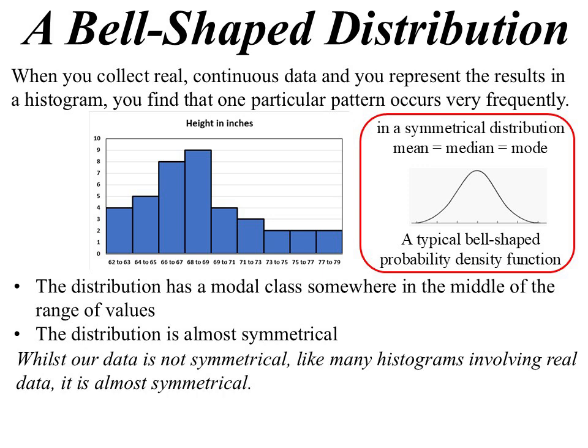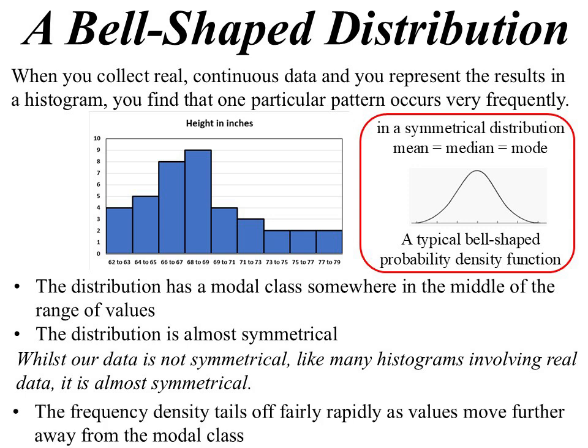Whilst the data, certainly in the example I've got there, is not symmetrical, when we're dealing with real data, it's amazing how often it's almost symmetrical. It's got that same pattern. And the other thing that happens in a bell-shaped curve is it tails off very quickly at either end. So it comes down and then just tails off. Which brings us to the normal distribution.